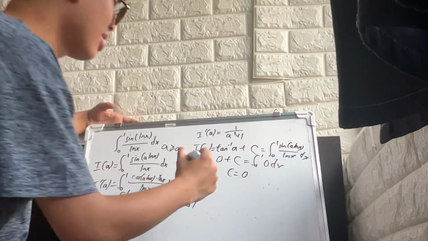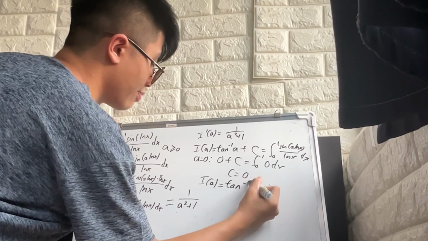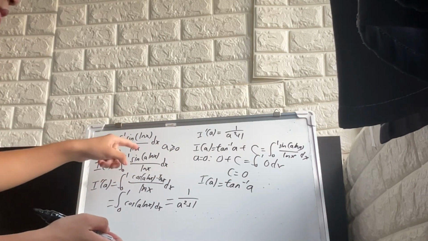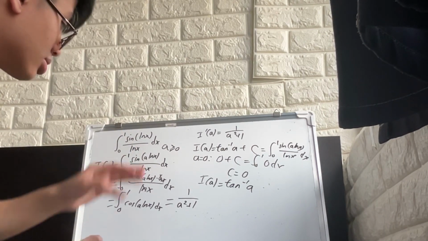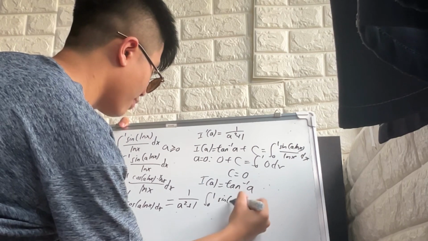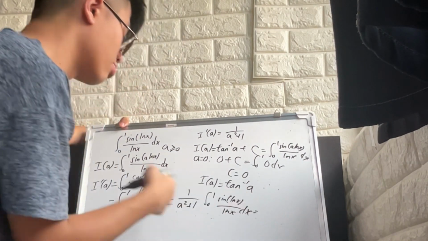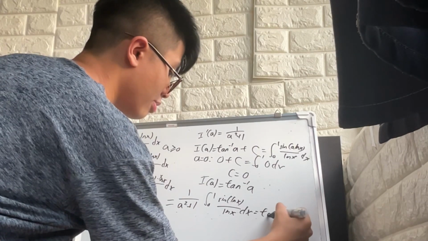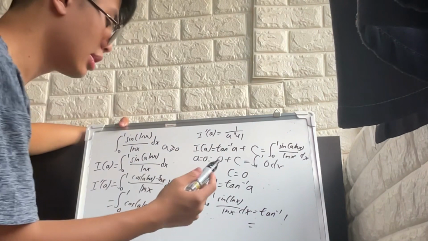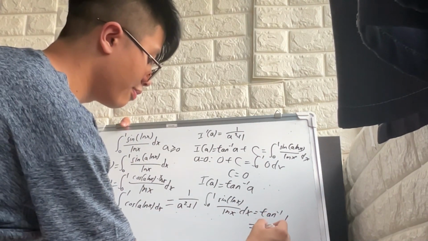So I of a is just equal to inverse tangent of a, and in our original integral, a is 1, right? So this integral, the integral of sine of ln x over ln x dx, is just equal to inverse tangent of 1. Inverse tangent of 1 is actually pi over 4.